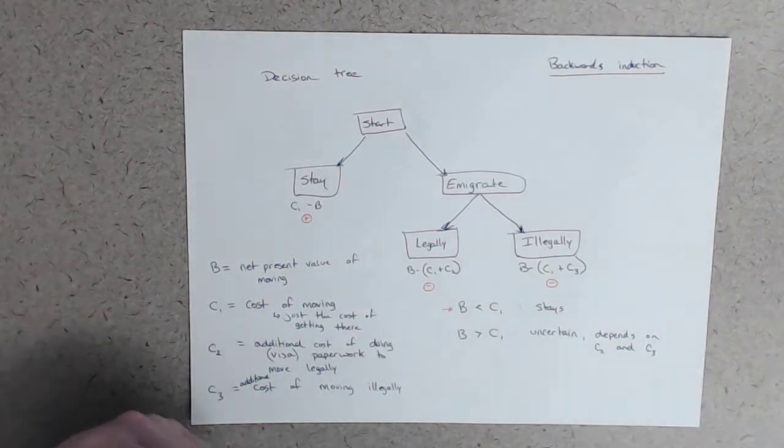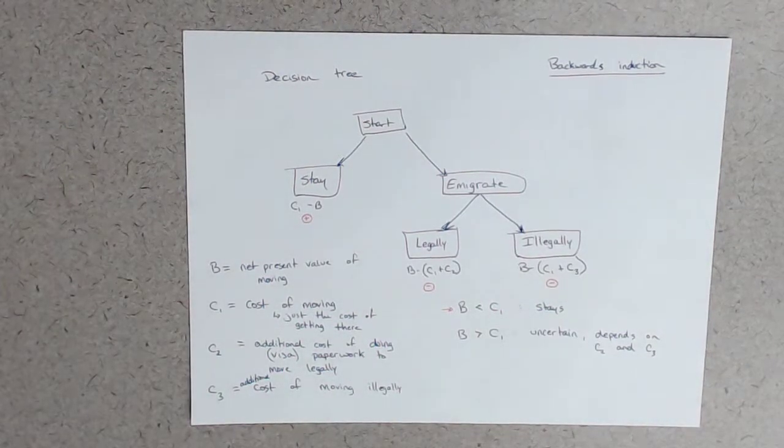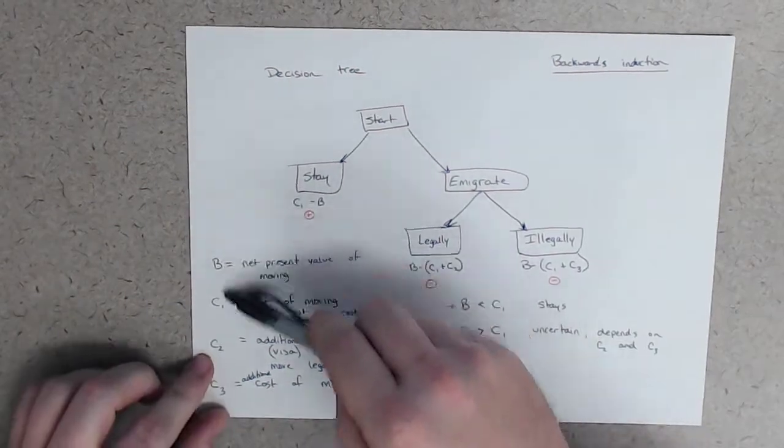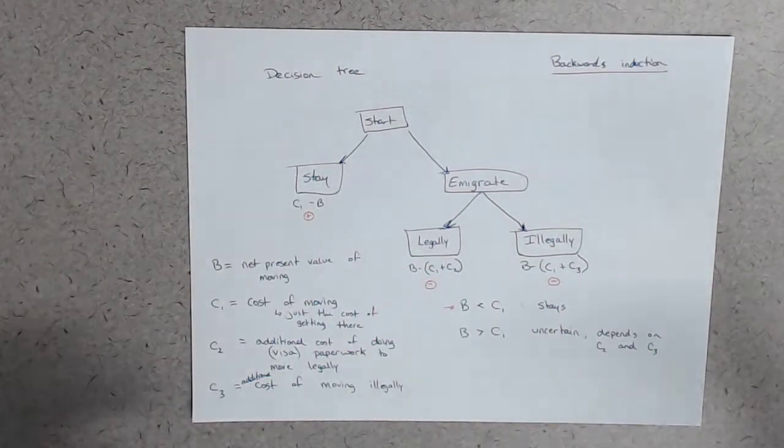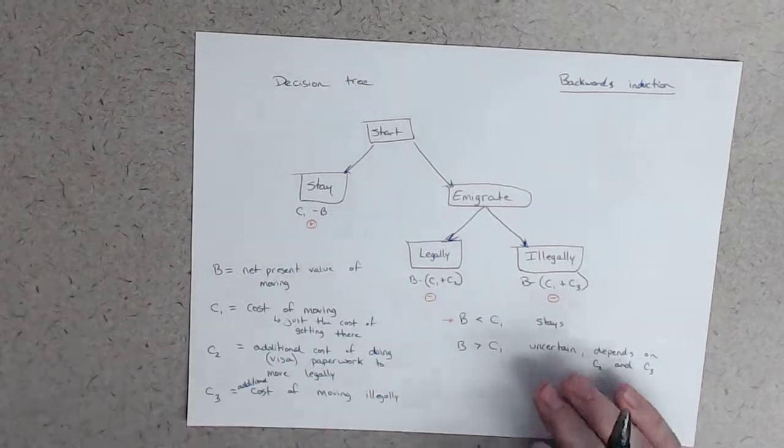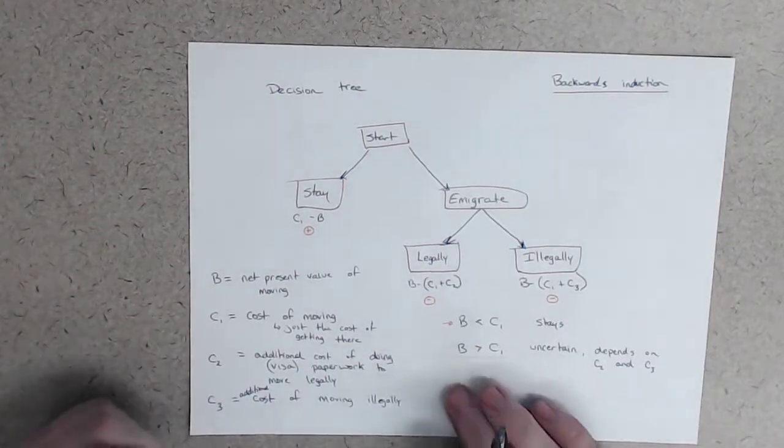So let's think about what sort of affects these four variables. Okay, so let's start with the cost. It's easier to think about the costs first, so we'll think about the costs right now.